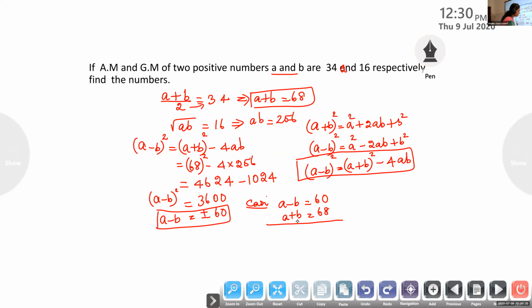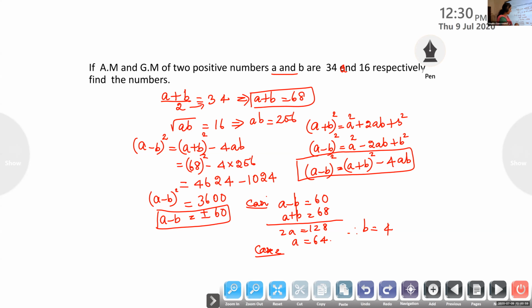When you add this, we will get 2a is equal to 128, so a is equal to 64. So when a is 64, what is the corresponding value of b? b is 4. Okay. Now take the second case, case 2.